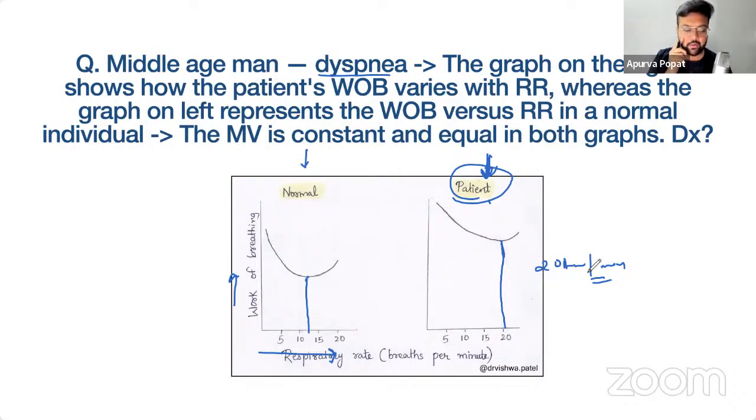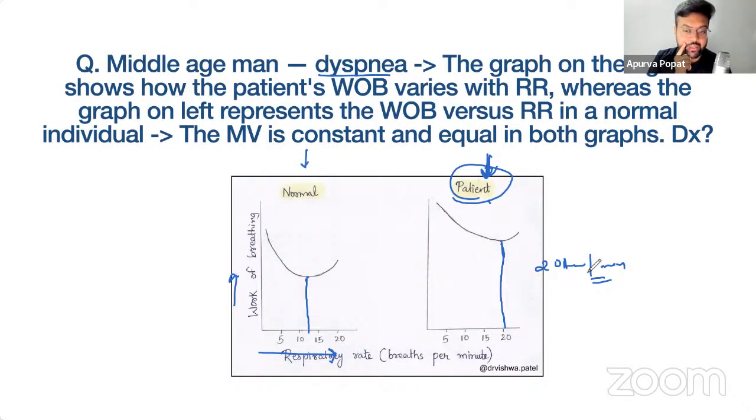Actually, I have to explain both graphs, obstructive and restrictive, in order to make you understand. But since we have already discussed this, now you guys will tell me, is this obstructive or restrictive? Restrictive. This is restrictive. Very good.